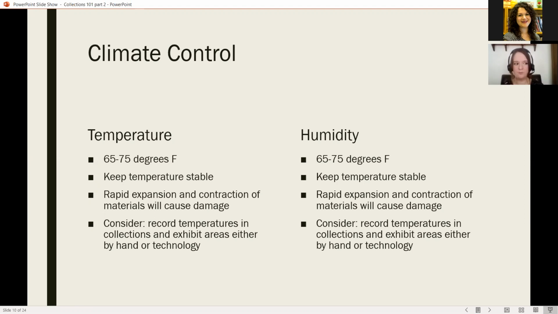It can also cause problems with artifacts like sweating, like you see the beads of moisture on a cold can of Coke on a hot day. It also can facilitate the growth of mold. So you don't want a really humid environment. And also you can buy technology to monitor humidity. And like I said, humidity is measured in RH, so relative humidity.